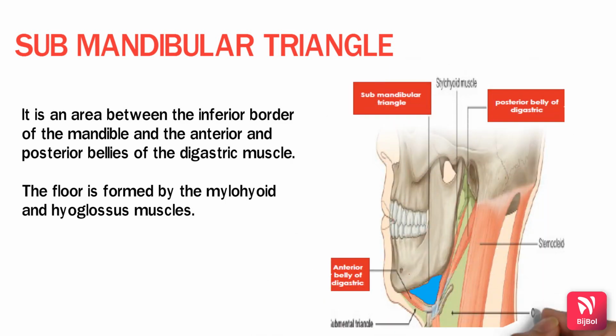digastric muscle. In this diagram, the blue color indicates the submandibular triangle and it is between the anterior and posterior bellies of the digastric muscle. So these are the borders of the submandibular triangle. The blue color is the submandibular triangle.